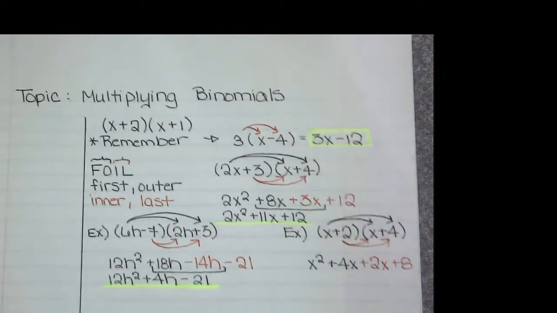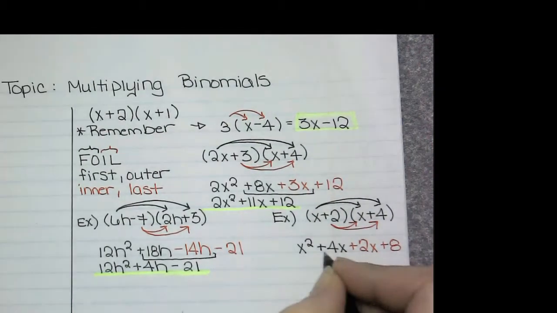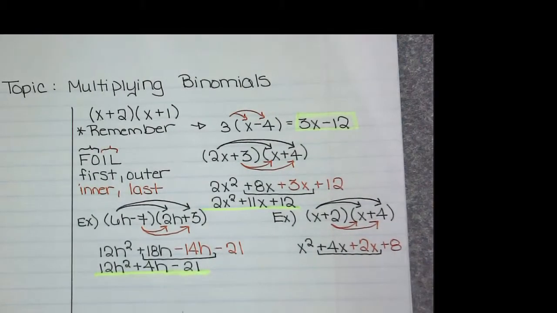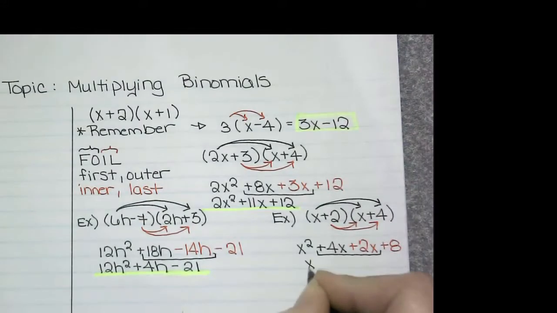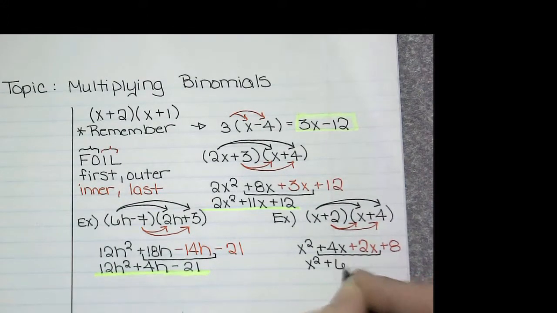Going through looking for like terms that I can combine, I see that I can combine this positive 4 and positive 2. So x squared plus 6x plus 8.